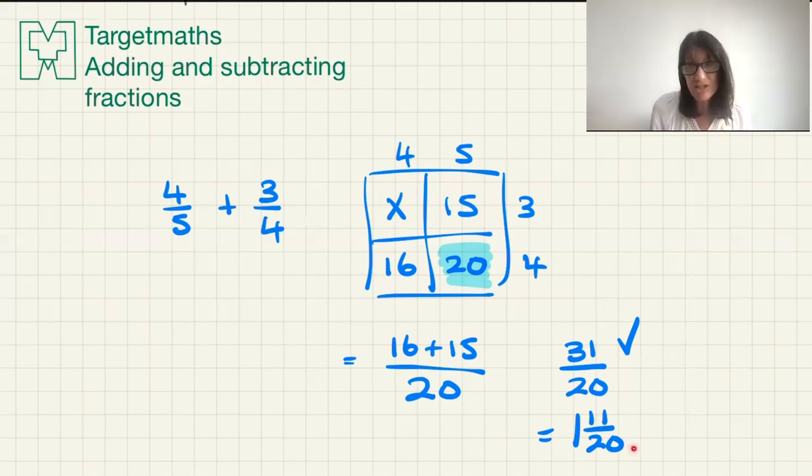I would still have to check this fraction because it could cancel. All right, in this case, it doesn't, so I've finished. 11 and 20 don't come in any other times table, which is why I know I've finished.